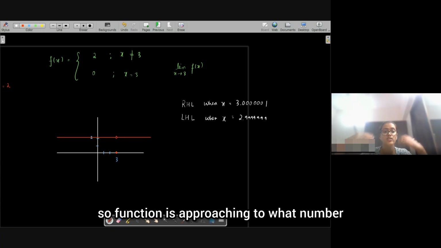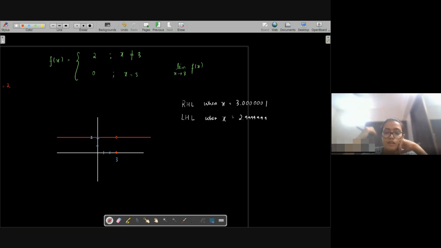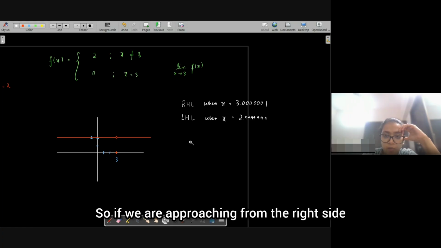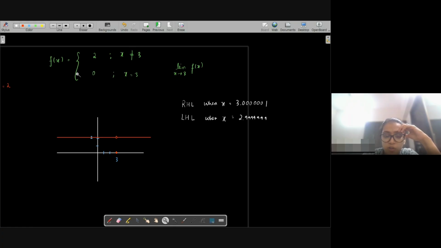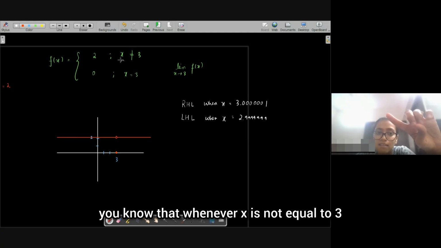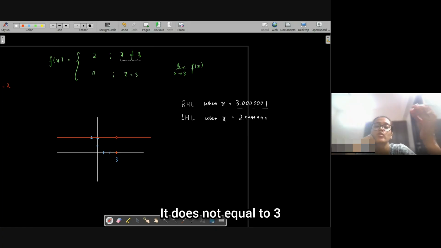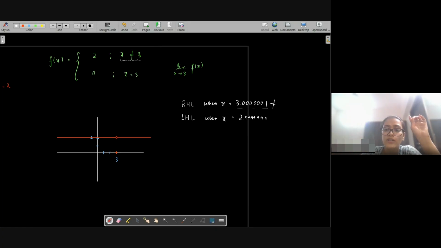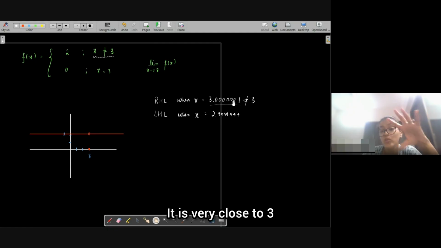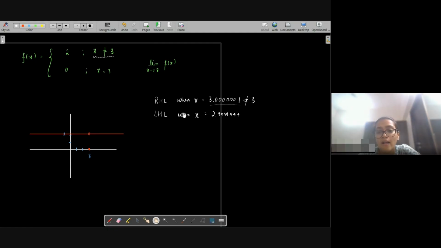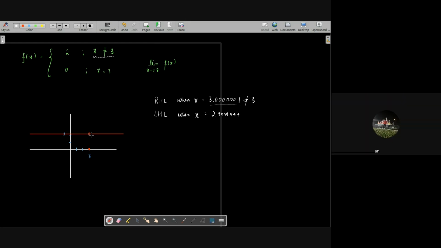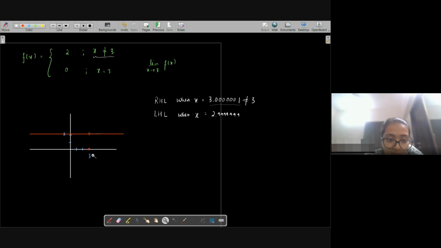So the function is approaching what number when x is this and this? If we are approaching from the right side, that means 3.00001, you know that whenever x is not equal to 3, now not equal to 3 is this also, right? 3.00001, it is not equal to 3, right? It is very close to 3, but it's not equal to 3. So whenever x is not equal to 3, the function is 2. If you look, this is a straight line, right?